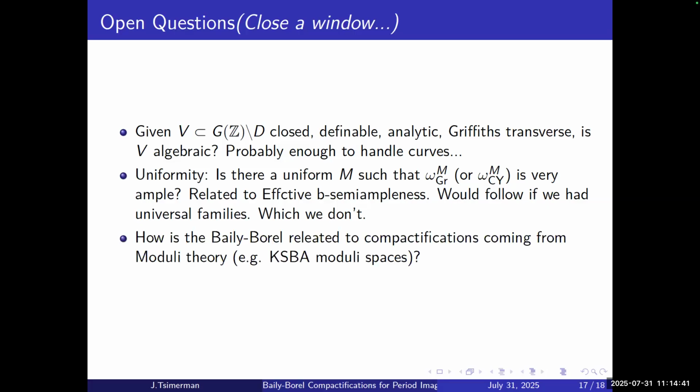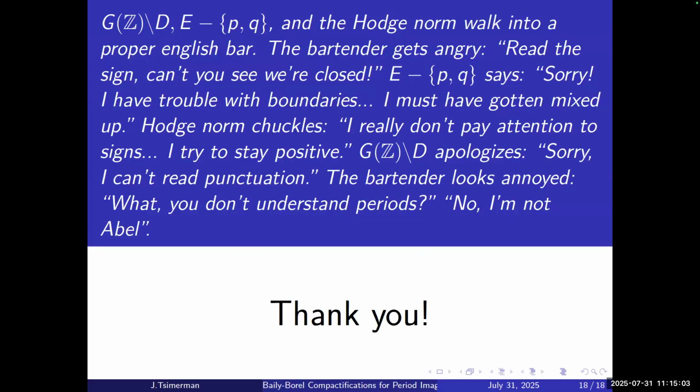And finally, you can ask, now that you have this Baily-Borel compactification, how it's related to other compactifications that are more geometrically motivated. Ones, for example, in KSBA moduli spaces, once you make some choices, you get some geometric compactification. By universality, they presumably map to the Baily-Borel, and now you can ask the precise relationship. And that's it. Thank you very much for your attention.